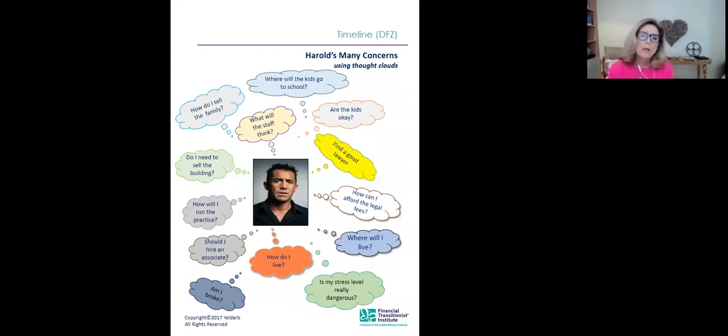So with Harold, he wanted to know how to tell the kids and what to do about the kids. Did he need to find a good lawyer? How can he afford the legal fees? Should he hire an associate, someone to help him run the practice? Does he have liability by running the practice when he's so upset? Maybe he'll make mistakes. So he had a lot going on here. And so this was his scatter and his thought clouds.